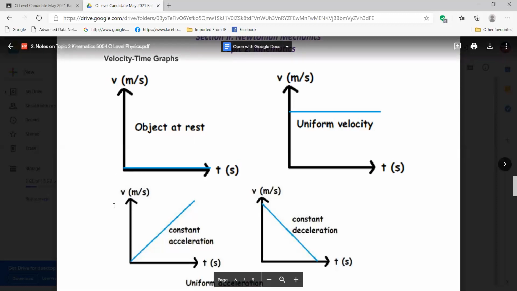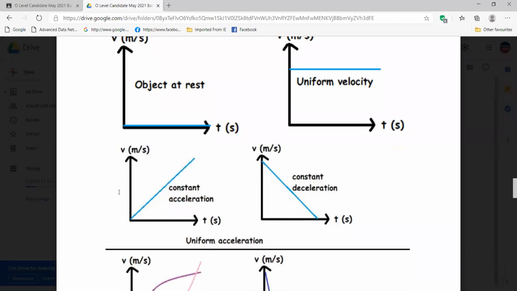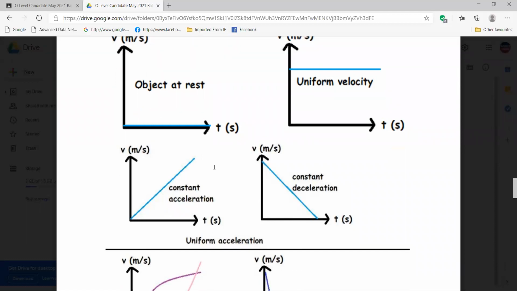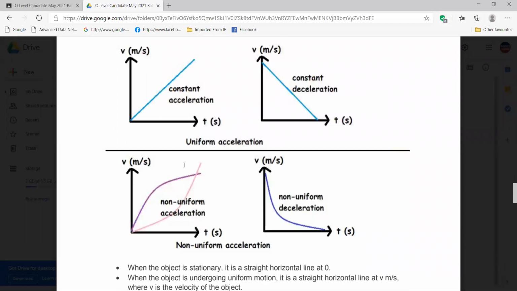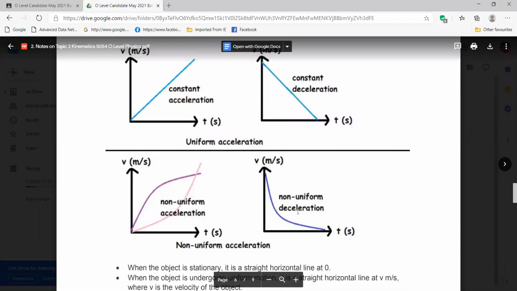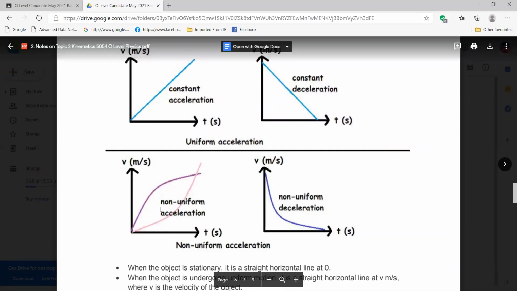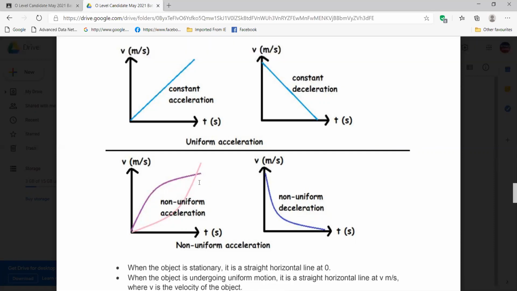Then constant acceleration. In a distance time graph, we got a curved line for constant acceleration. For a velocity time graph, constant acceleration is a steeper straight line. Constant deceleration, we are getting a negative gradient. And finally, we are getting non-uniform acceleration, non-uniform deceleration.